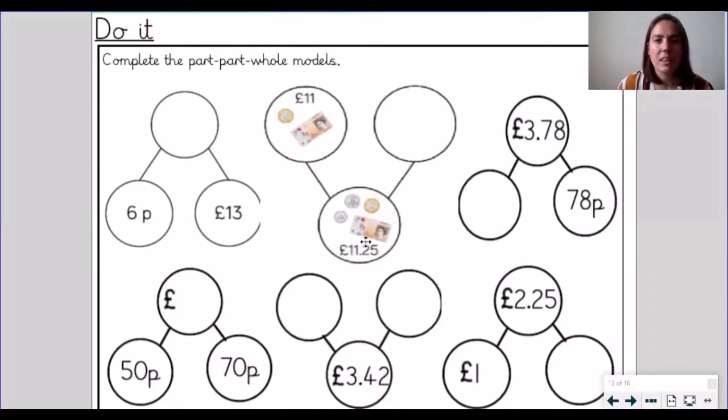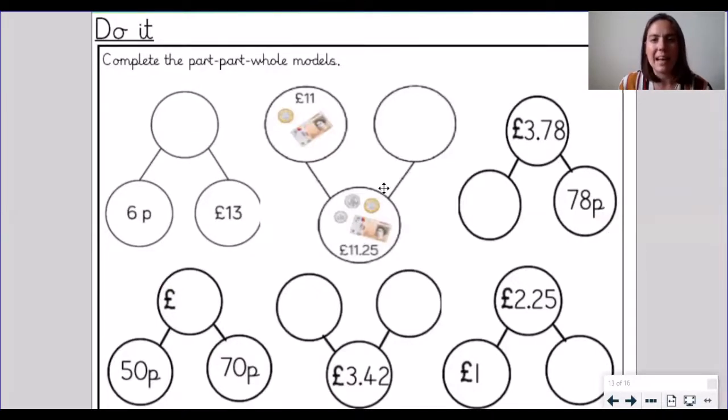Your do it today is looking at some part whole models. I want you to have a think, make sure you are really careful before you answer your questions. Which is missing, the whole or the part? This is what I pointed out at the beginning of the video. If you've got the whole missing, then how are you going to use the two parts? You need to put them together to work out what it is all together.